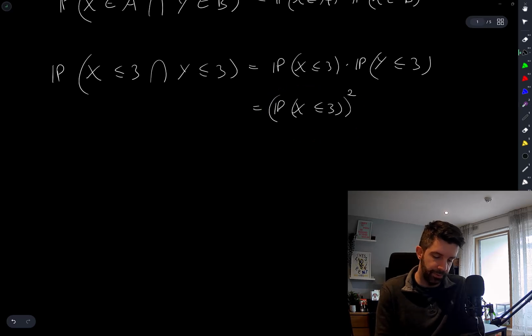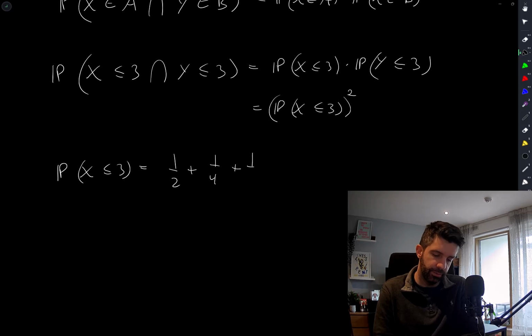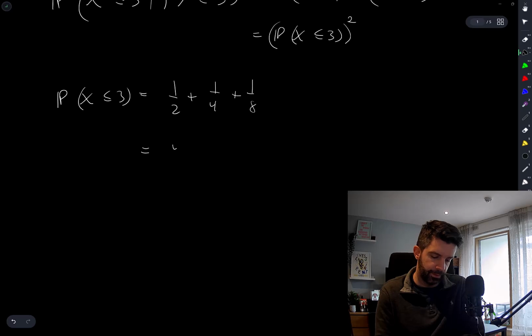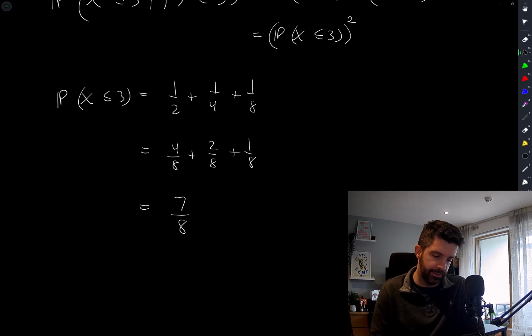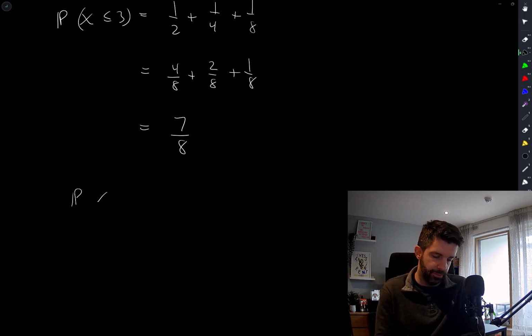Okay, so what's the probability that x is less than or equal to 3? Well, it's a half plus a quarter plus an eighth, 4 over 8 plus 2 over 8 plus 1 over 8. So that's 7 over 8. So the probability that both are less than or equal to 3 is going to be 7 over 8 squared, 49 over 64.